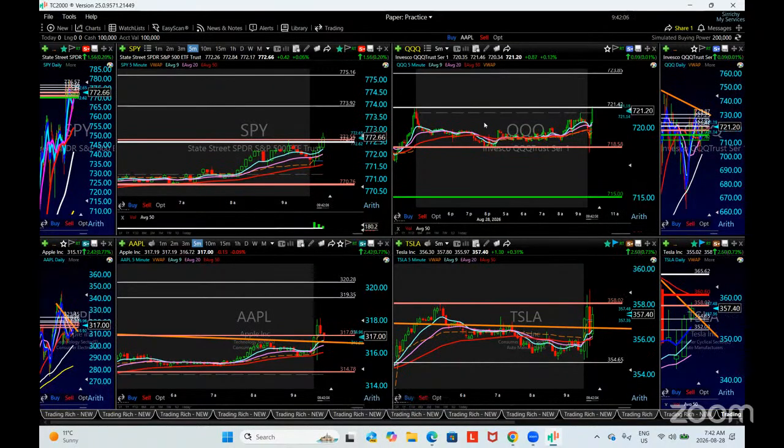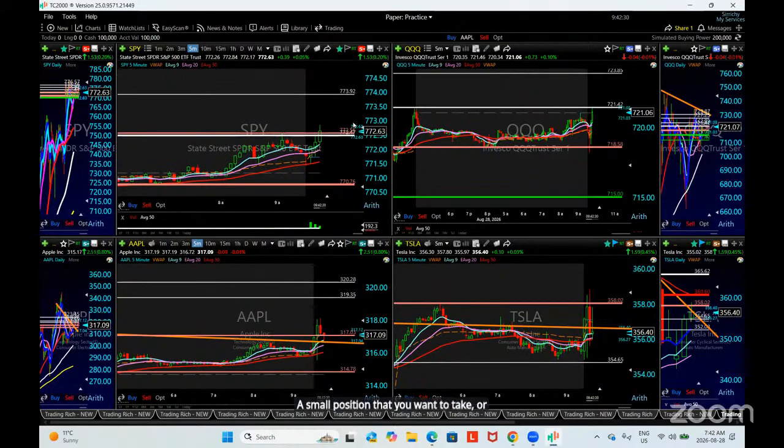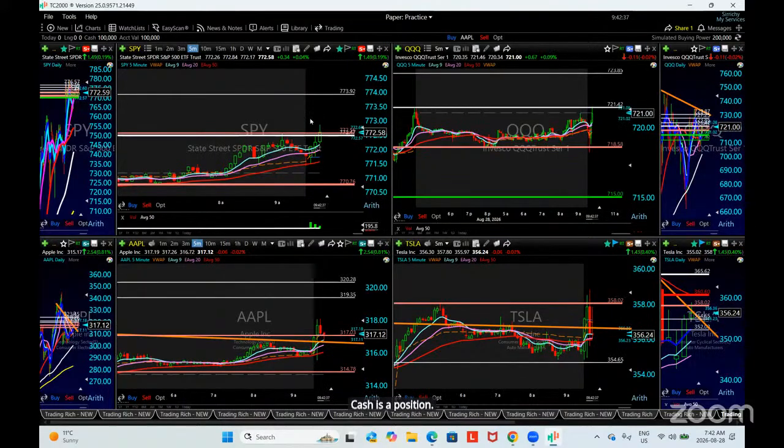772 calls on SPY, expiring on Monday. Just a very small position. Nothing really crazy. I'll only put in size after I know what the Fed chair has to say, right? So if you want to take the trade, just know that it should be a small position, or you just stay out, stay in cash, right? Cash is a position. That's the key thing that you have to know.